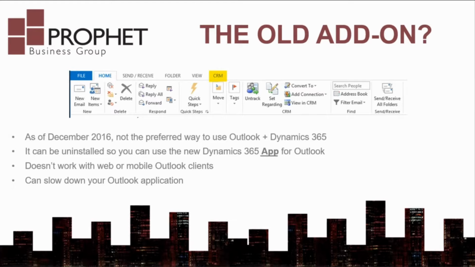It can be uninstalled, so you can use the Dynamics 365 app for Outlook. And a few notes on the old add-in. It doesn't work with web or mobile Outlook clients, which the Dynamics 365 app for Outlook does. And this is more of a legacy application or a COM add-in, and it can actually slow down your Outlook application. So talk to your Dynamics 365 partner or reach out to us here at Profit Business Group to get out with the old and in with the new.